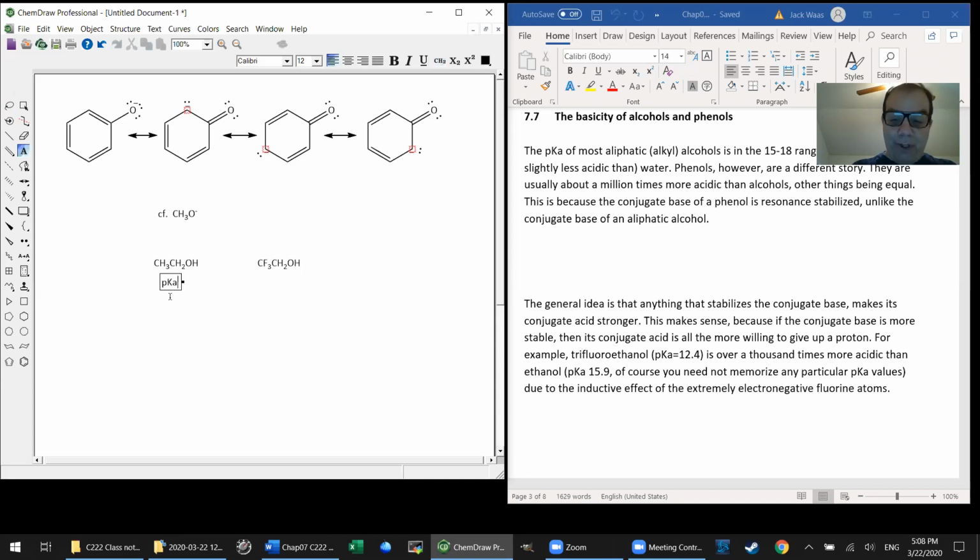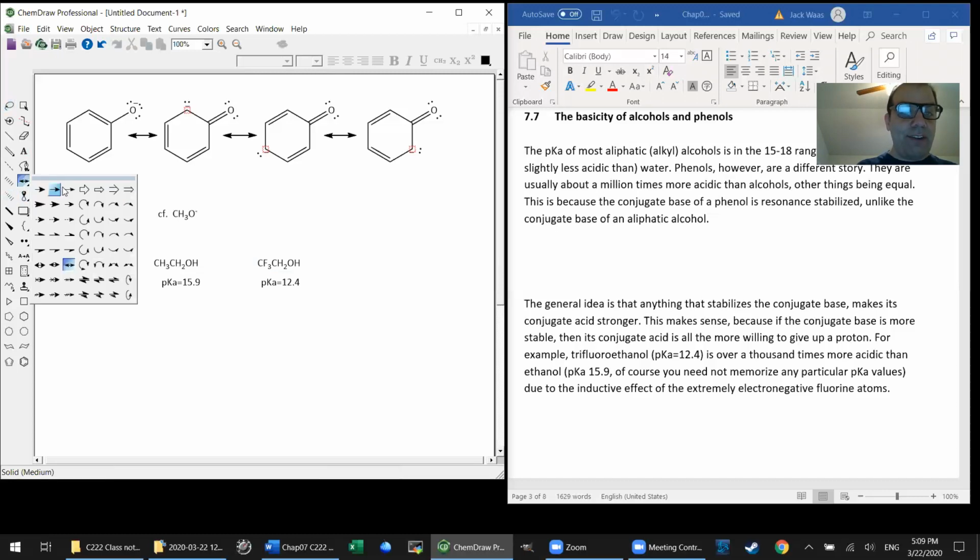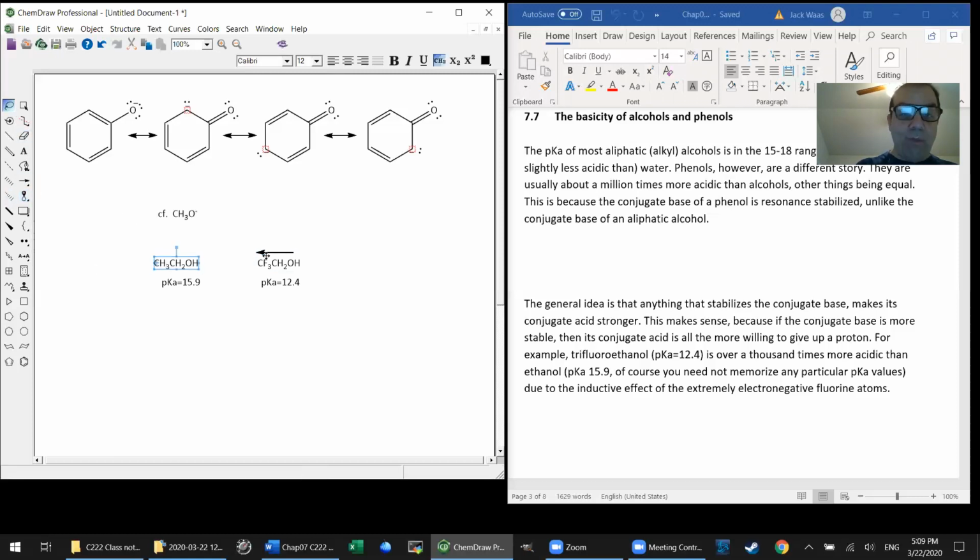So ethanol has a pKa of, as you see, 15.9, very typical for an aliphatic alcohol. Of course, you do not have to memorize that. Whereas the pKa of trifluoroethanol is 12.4. So it's over 1,000 times more acidic than ethanol. And the reason is that you have these three extremely electronegative fluorine atoms that are sucking the electron density away from the oxygen. Again, think for a moment what we would get here once they give up H+.